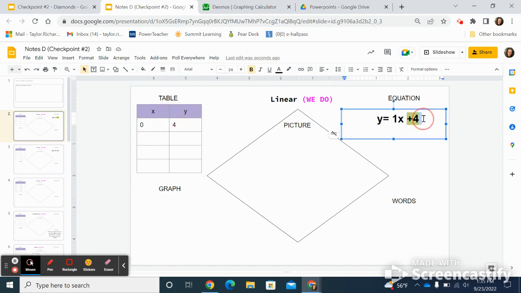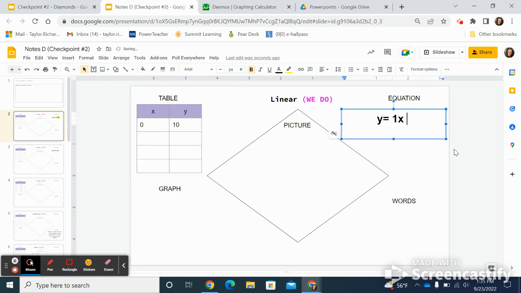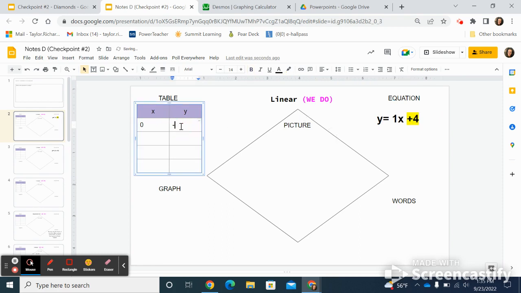So if my starting value was 10 right here, it would be 0, 10. If my starting value was negative 7, my starting value is 0, negative 7. Whatever this number is, that's what goes in the table, but it's going to go in the y. Your x is a 0. Okay? So 0, 4 is my starting value. Then you're going to fill out the rest of these x values, and it's always going to go 0, 1, 2, 3. Always, always, always, at least from my examples. 0, 1, 2, 3. Okay, so go ahead and fill that out on your table.